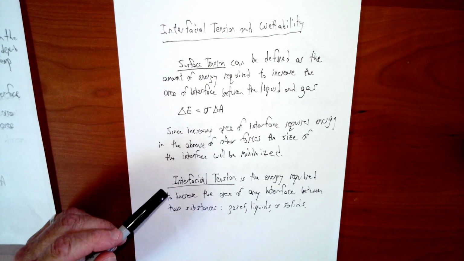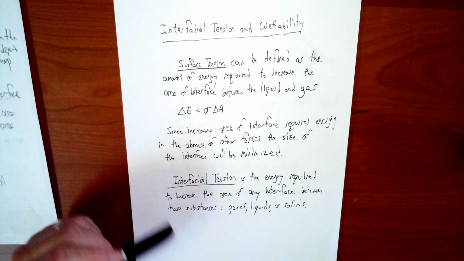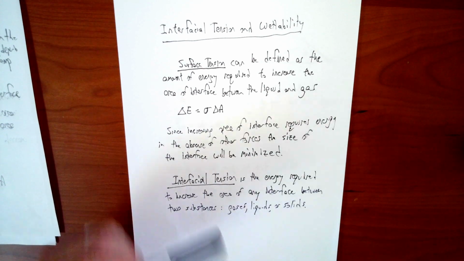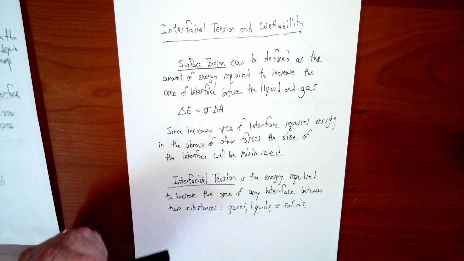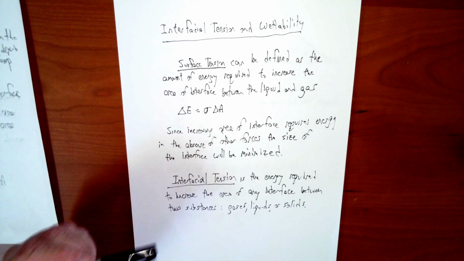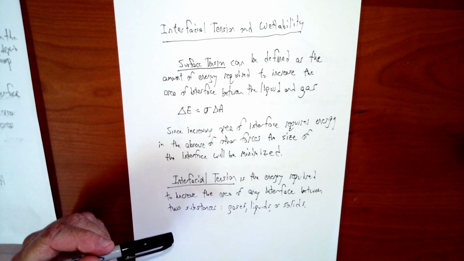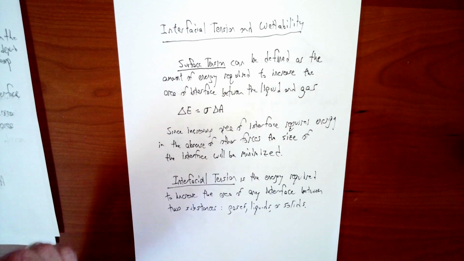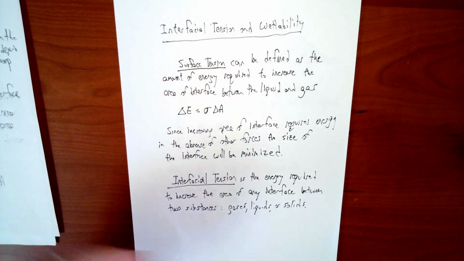Interfacial tension is the energy required, just like surface tension, to increase the area of an interface for any kind of material. So not just gas and liquid interfaces, but liquid to liquid interfaces, or liquid to solid interfaces. So surface tension is really just a specific word for liquid gas interfacial tension.